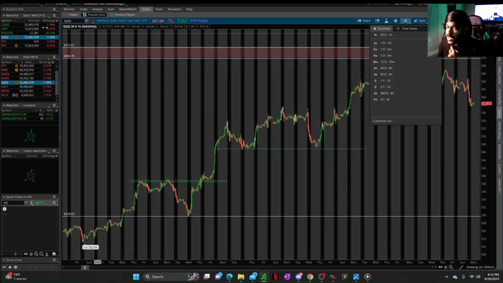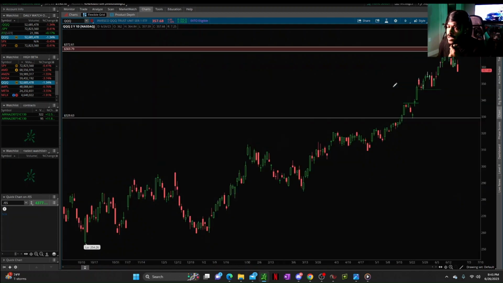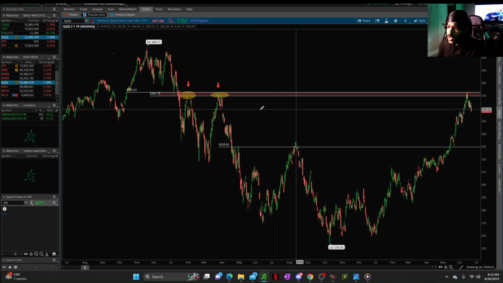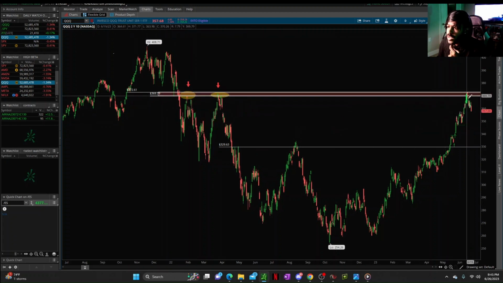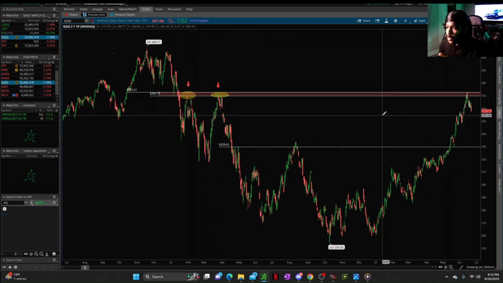So coming into the day, we're looking at the QQQ chart. So just bigger picture, right? Always want to look at the overall bigger picture on the day. So I come to the daily chart. We see that we came up here, rejected, came up here, rejected, and recently we came up here and rejected again. So my overall bias on the day is bearish.